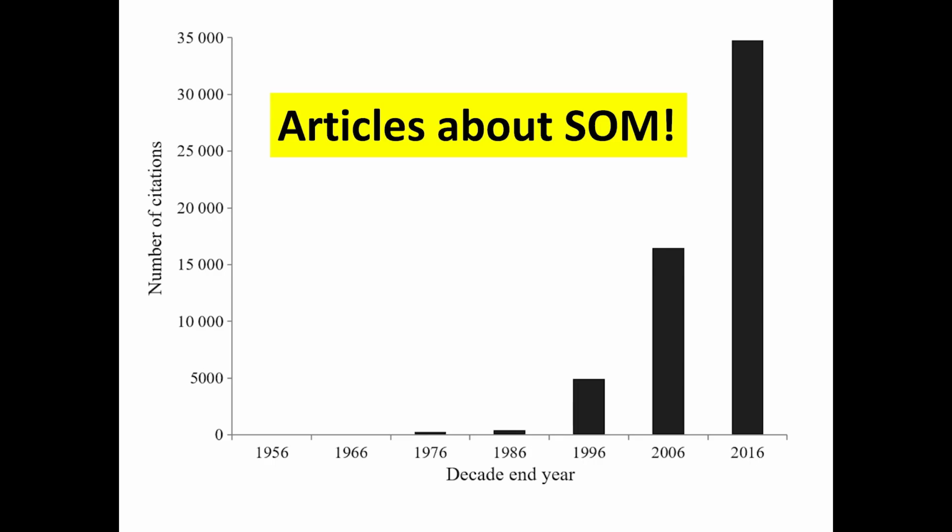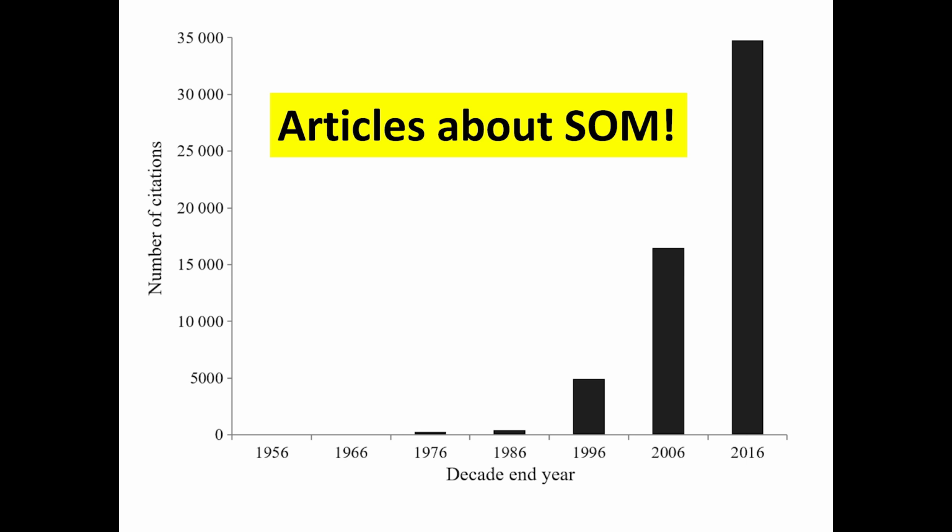Okay. The fact is there has been a tremendous amount of research on soil organic matter, and the great majority of it has actually been recent. If you take a look here, I know in the back you can't read this, but that's 35,000 articles in 2016. What in the world is going on? What's driving this?